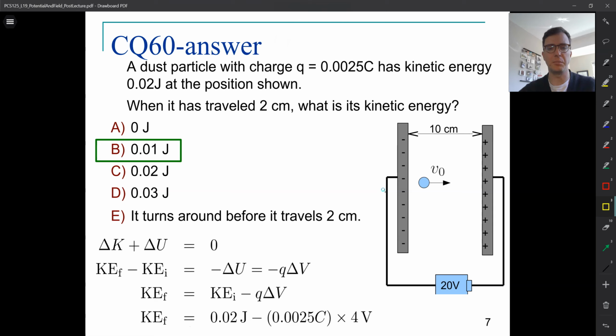So there's a kind of classic problem involving a particle moving some distance in a uniform electric field. You can figure out its kinetic energy by knowing the distance that it went and the voltage difference that it traveled through.